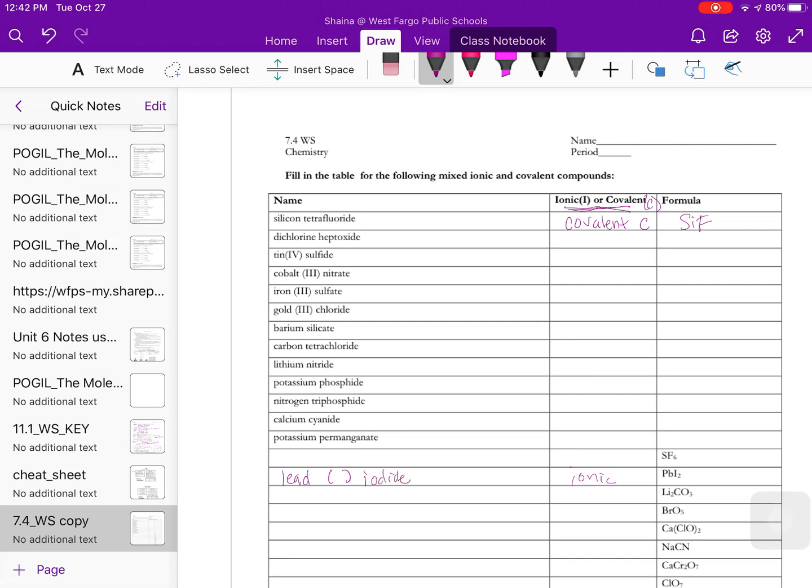To figure out the Roman numerals, remember you take, so Pb is 1x, plus there's 2 iodines. The charge of iodine is a -1, equals 0. So your x will equal 2. So we're going to put Roman numeral 2 in parentheses.